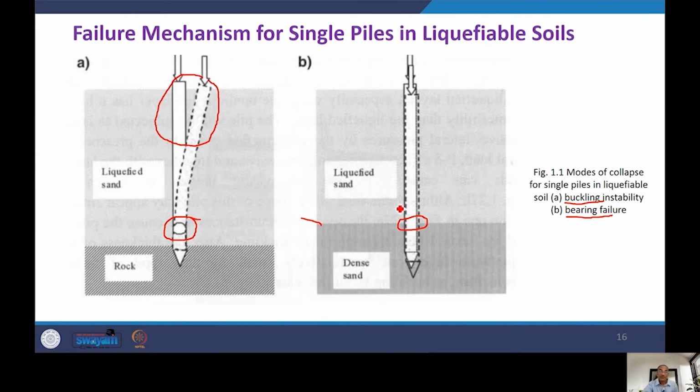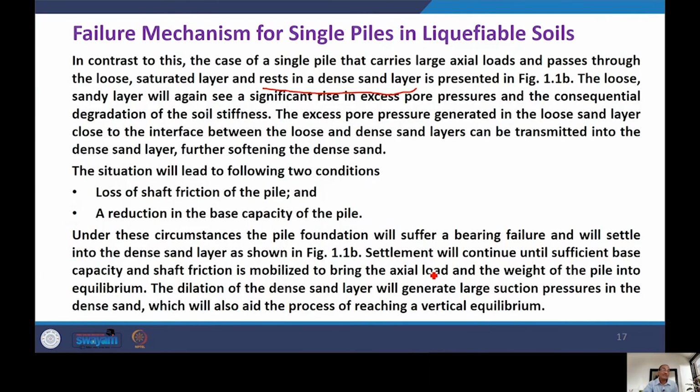The effect will not be only in the loose layer. In the earlier case, the effect was only on the fully liquefied sand because there was a rock down there. But here, the dense sand also loses its strength. Dense sand may not liquefy, but it will lose its strength. There is an increase in pore water pressure. As a result, the dense sand will soften, and this situation will lead to the following two conditions.